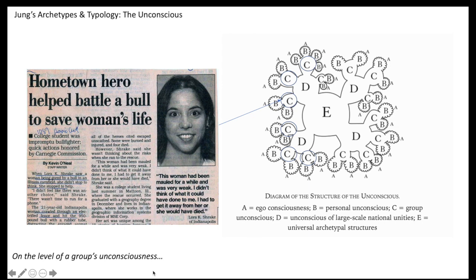If we go to C, this is a very creepy picture, but just ignore that, and we can read this headline. It says, hometown hero helped battle a bull to save a woman's life. So a college student was an impromptu bullfighter. When Laura K. Shrake saw a woman being gored by a bull in an Illinois cornfield, she didn't stop to think, she stopped to help. So this is on the level of a small town, where people say this woman is a hero. I've never heard of this person, but I'm sure the people in this area see this person as a hero.